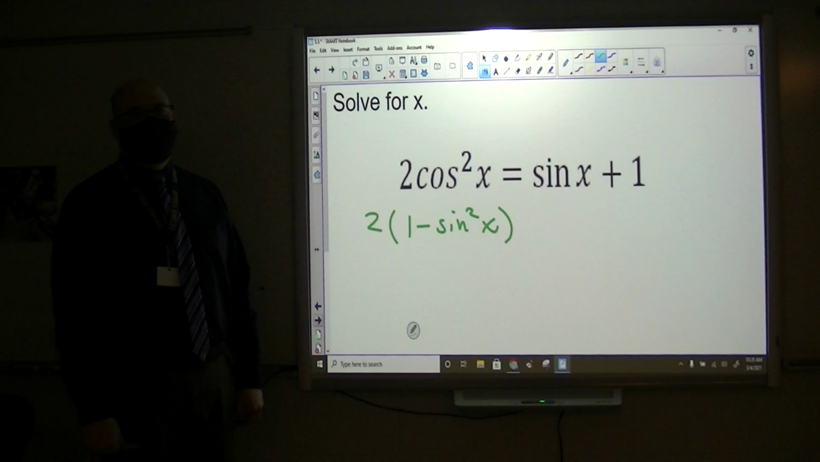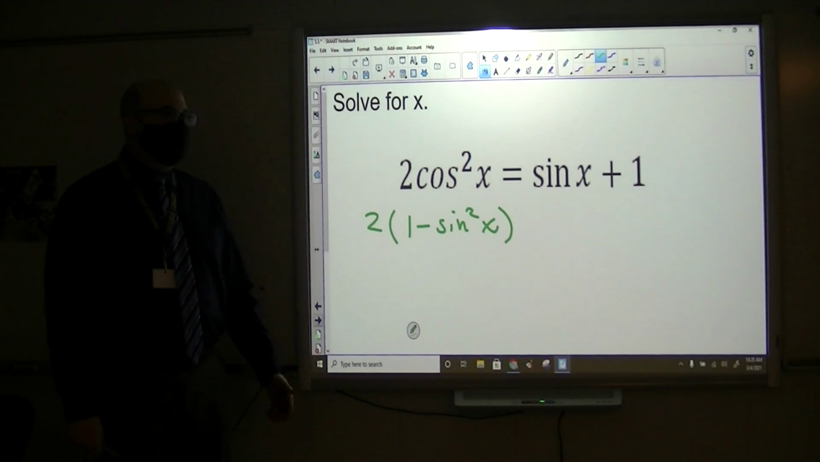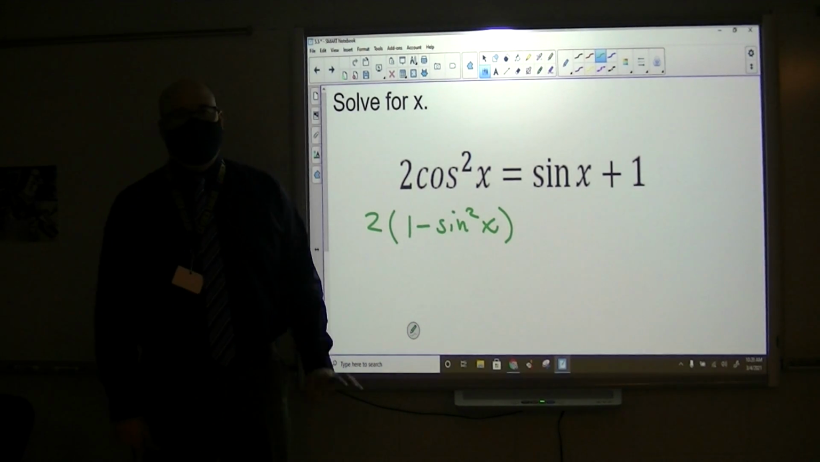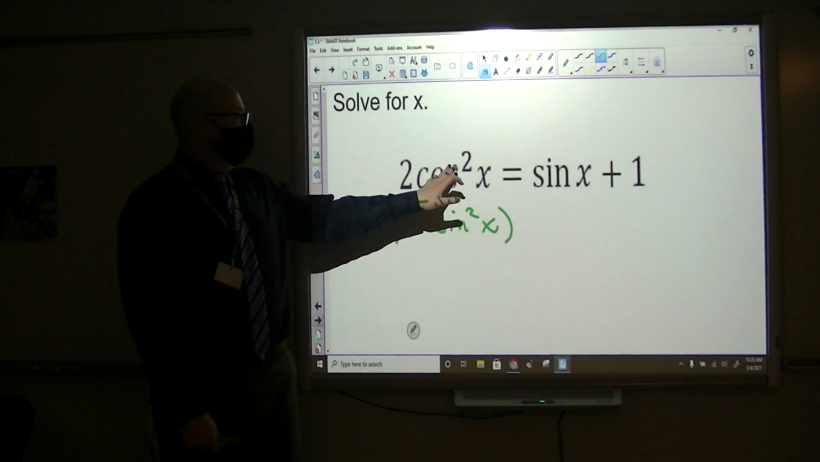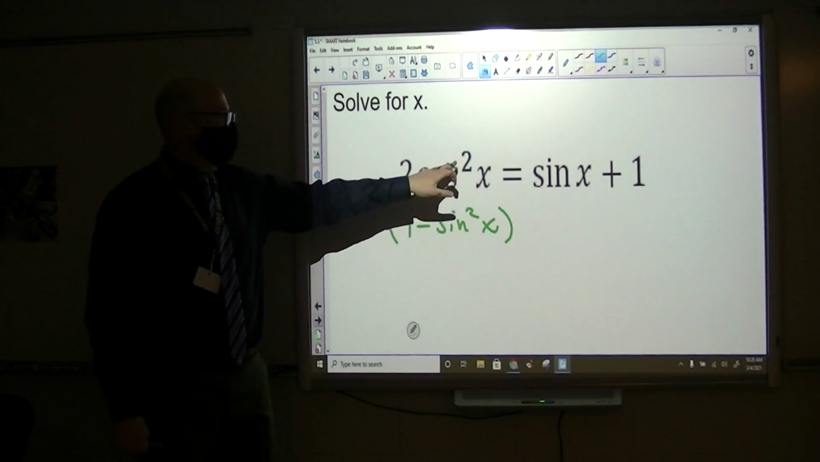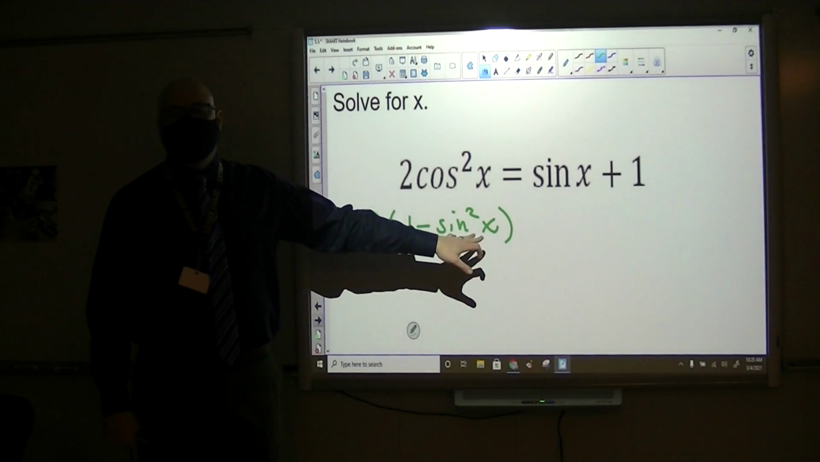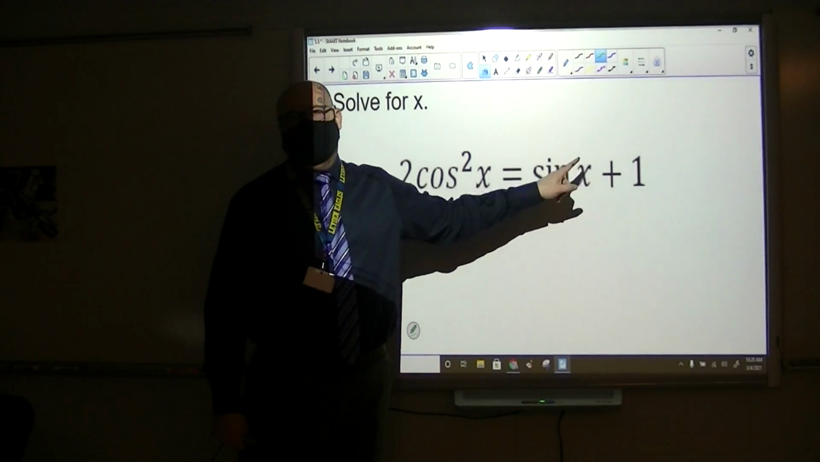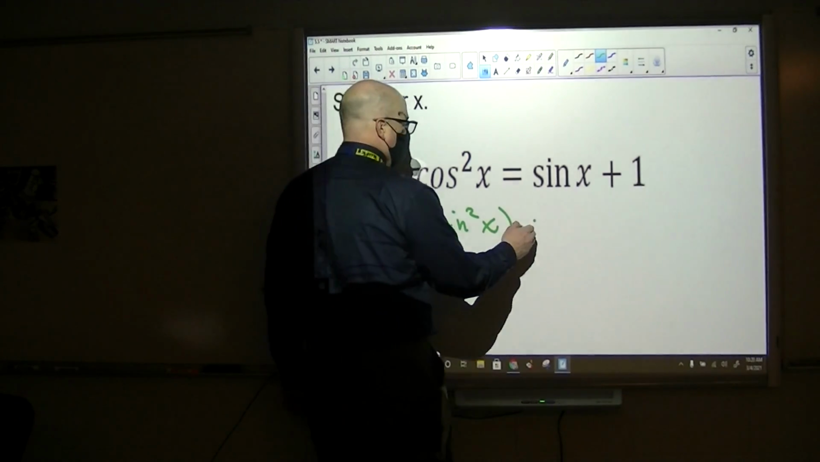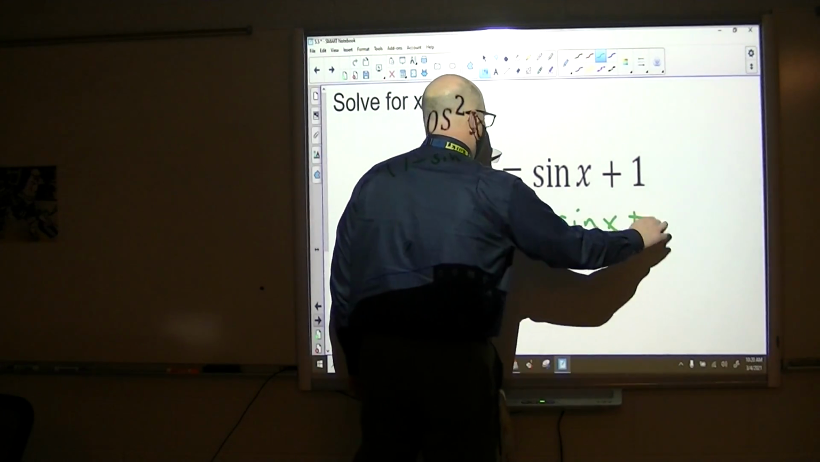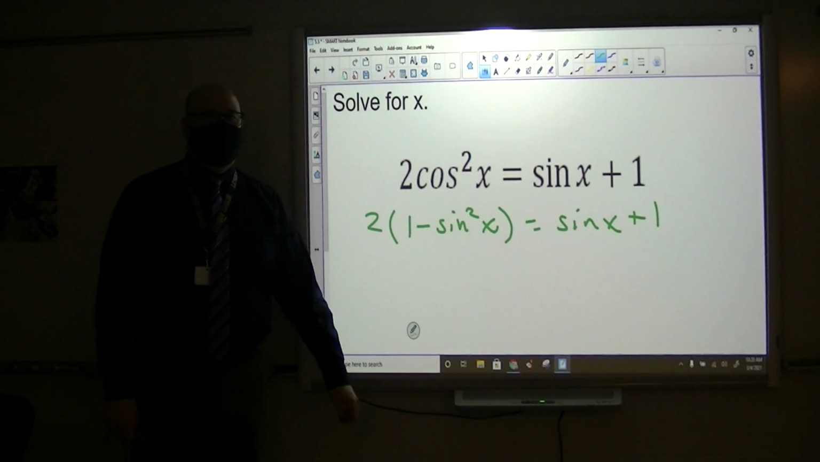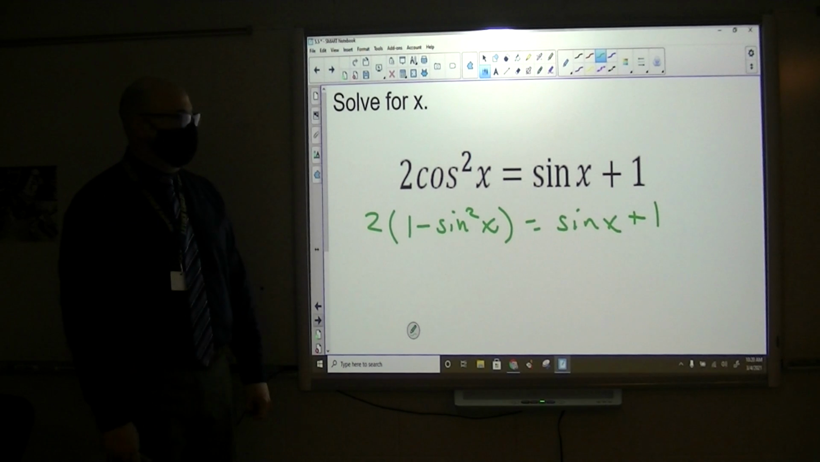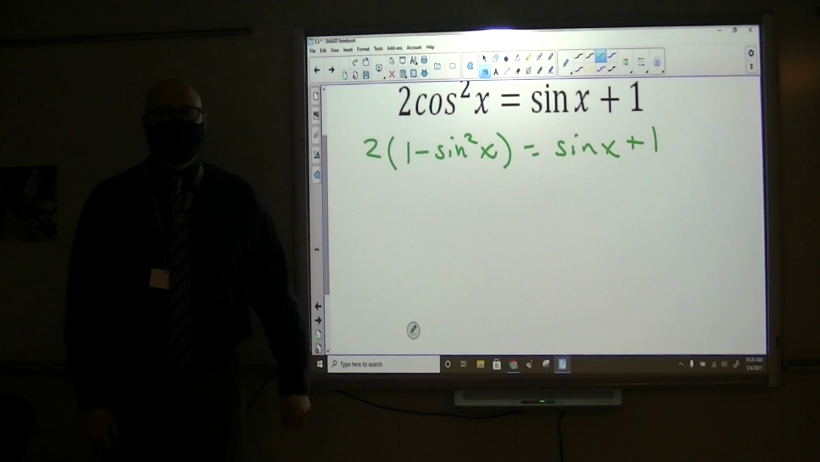How many times have we had to make a substitution like this, right? We don't want cosine squared and sine in the same problem. It's far easier to get rid of the squared term by bringing in a different squared term than it is to get rid of sine x as a single or as a first degree term. So, how many times have we done this substitution? Have we had to eliminate a squared term by substituting something else in its place, right? Now we have everything in terms of sine.